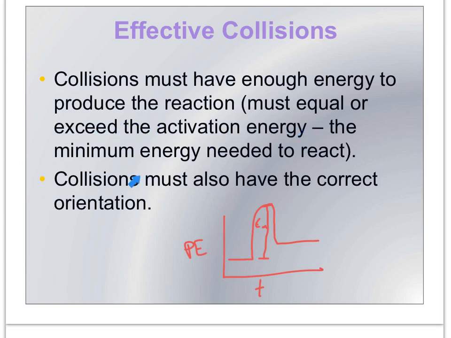The other criteria is that they must collide with the correct orientation. So as I said, if you throw your clump of clay and you don't aim right and it goes somewhere far away from the other one that was on the table, they're never going to attach together. And so when the particles collide, they have to collide with the correct orientation, with the correct positioning of the particles in order for the correct bonds to break, so that you go from reactants to the transition state and then to the products.